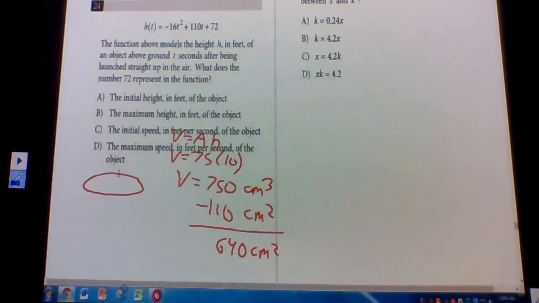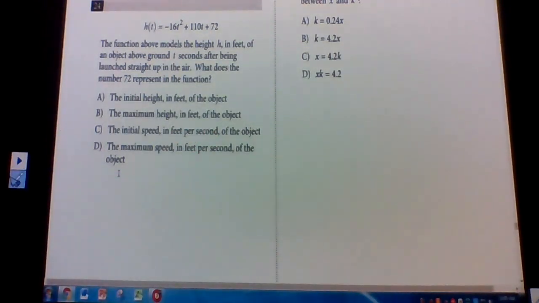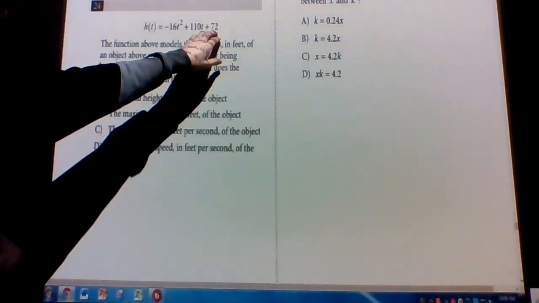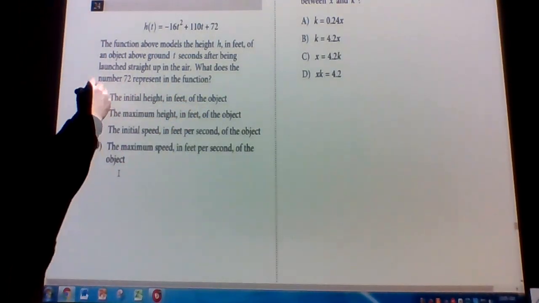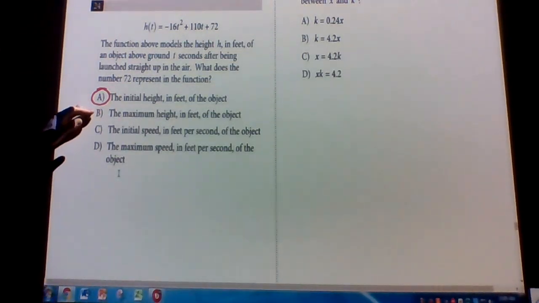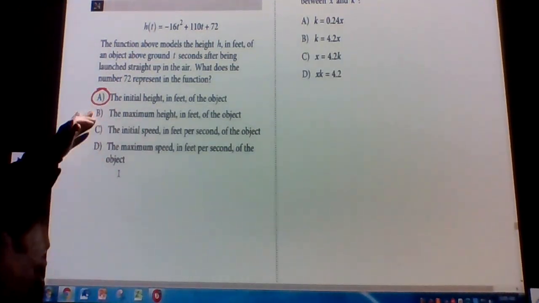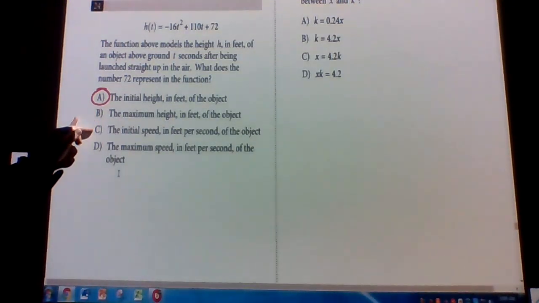Okay, 24. The function above models the height in feet of an object above the ground t seconds after being launched straight up in the air. What does the number 72 represent? It's going to represent where it started. So at time 0, it's going to be 72 feet in the air. The initial height? Yes, that looks like it right away. The maximum height? No, you'd have to find the vertex of that parabola. The initial speed, no. The maximum speed, no. So it's definitely A.